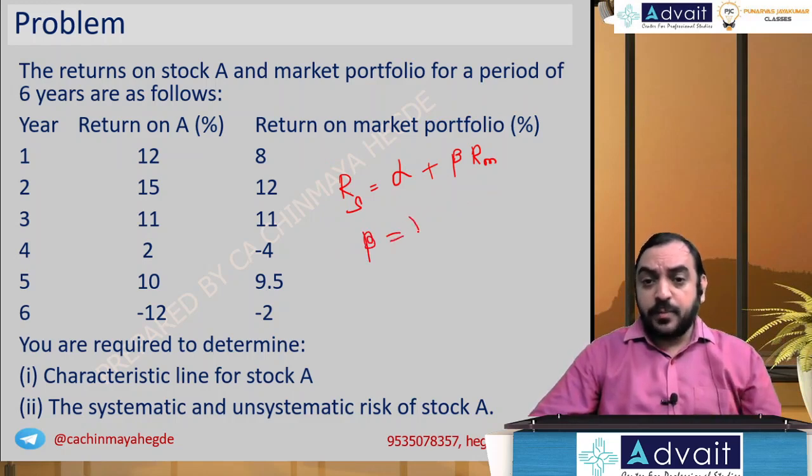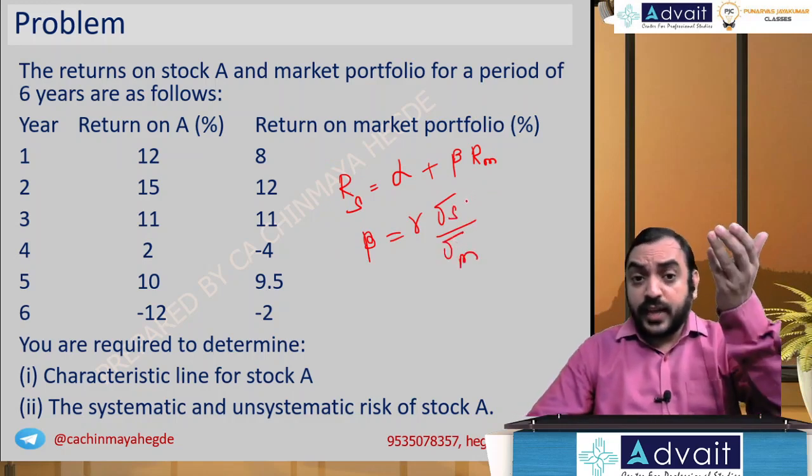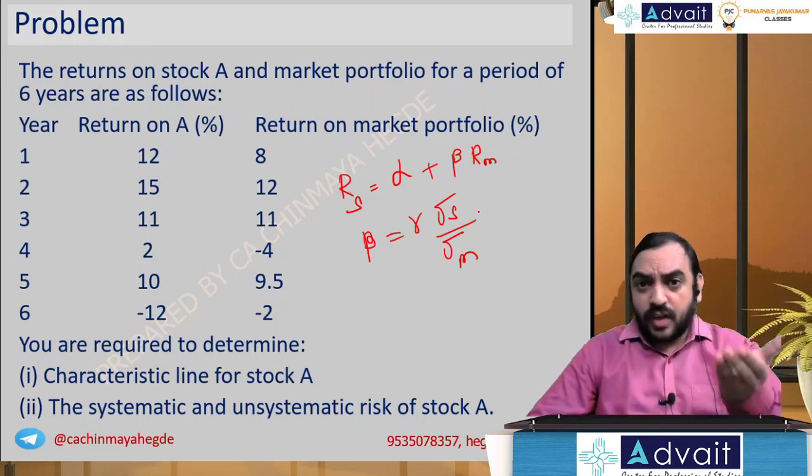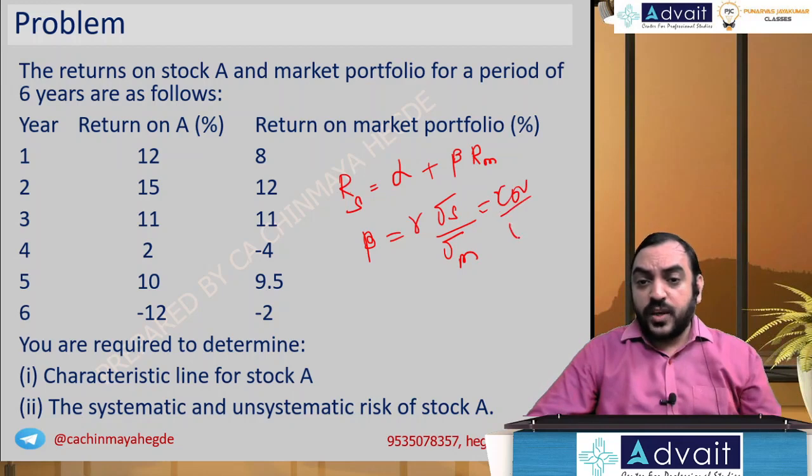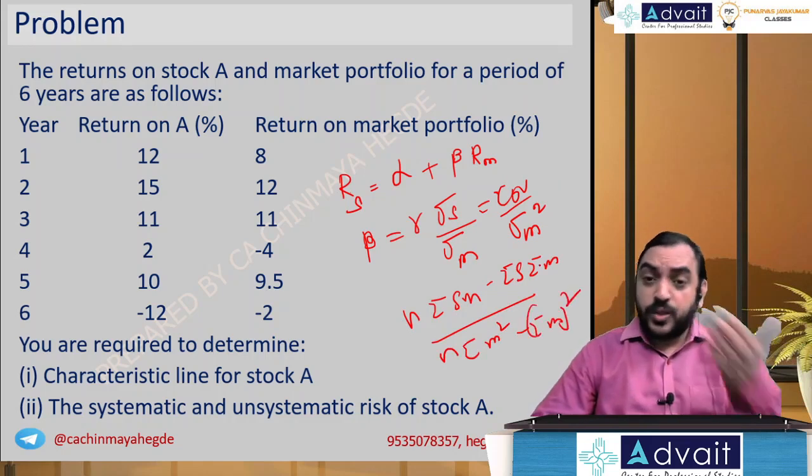Beta is calculated by r into standard deviation of S divided by standard deviation of market, or you can calculate in various ways. The covariance formula is there. We can also do covariance divided by market variance, and a direct formula is also there: n into summation SM minus summation S summation M, divided by n into summation M square minus summation M whole square. This formula is also there.